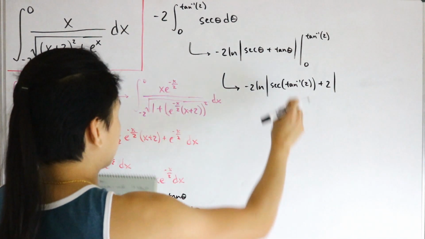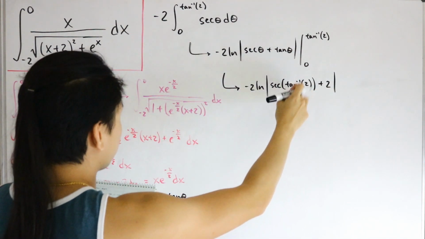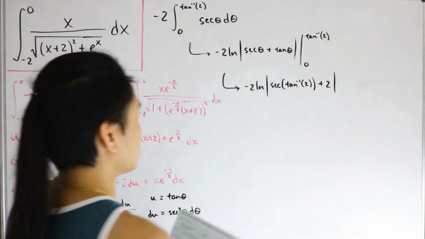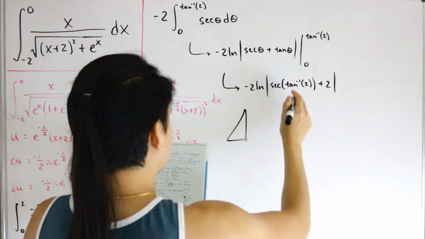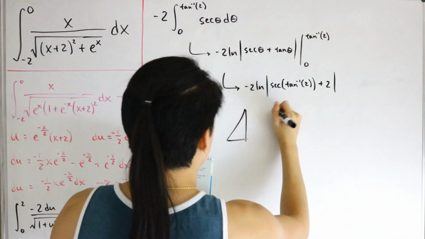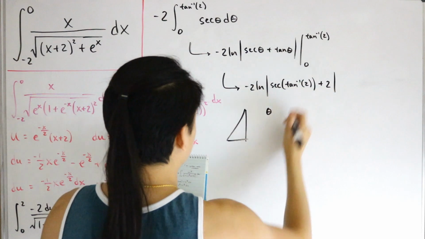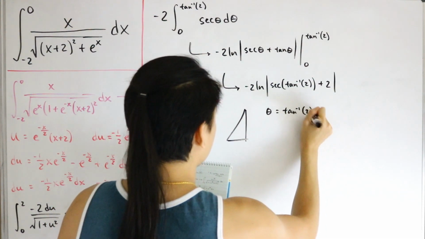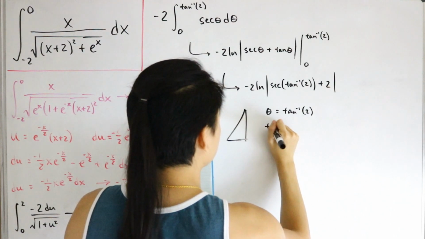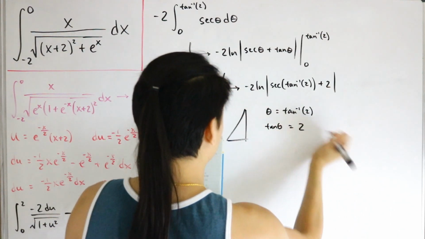So how do we actually tackle such a value for secant of inverse tangent of 2? Let's draw a little right triangle to see the bigger picture. Let me say that we have theta, and set this equal to inverse tangent of 2. That's the same thing as saying tangent theta equals the number 2.